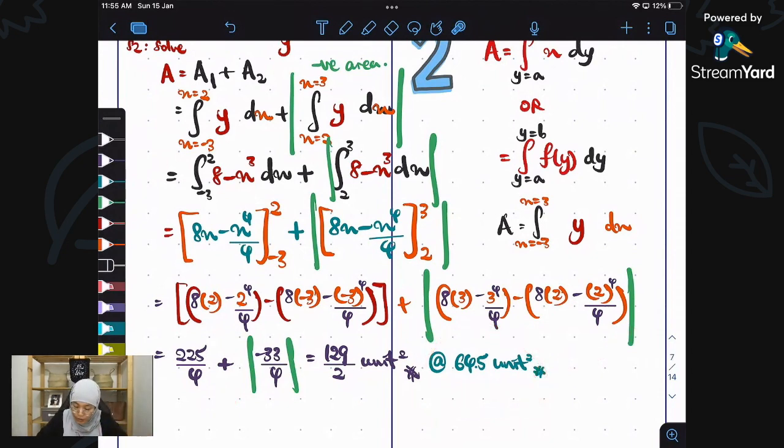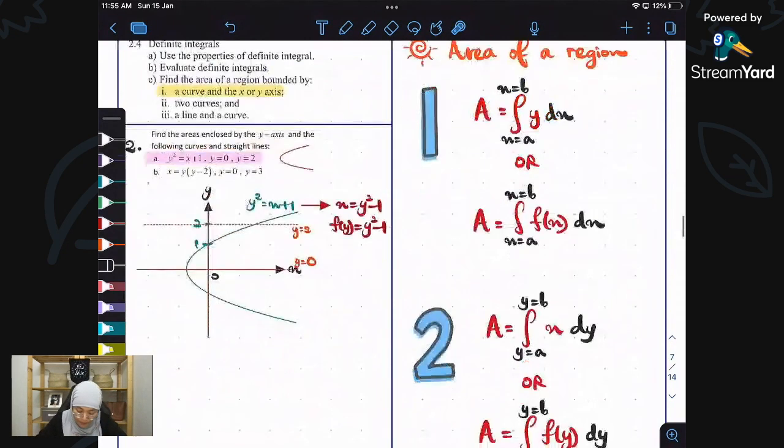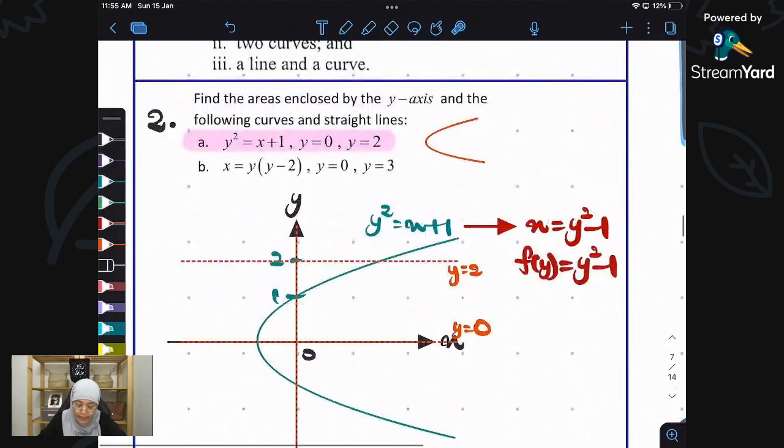Okay, let's go to the second example for you all. So second example here is find the area enclosed by the y-axis and the following curves and the straight line. Again, tapi kali ni dia adalah enclosed by the y-axis. So now let's look at the curve dahulu. Curve apa yang diberi pada kita. So I have here y squared equals to x plus 1.